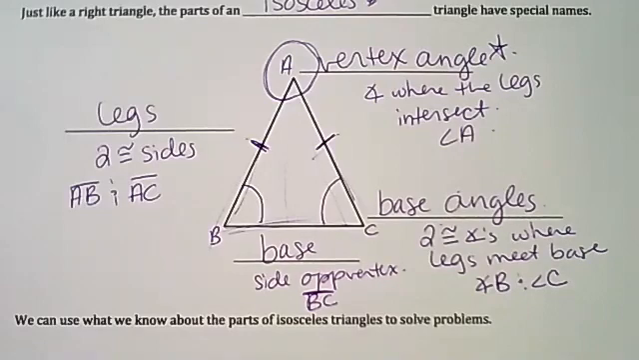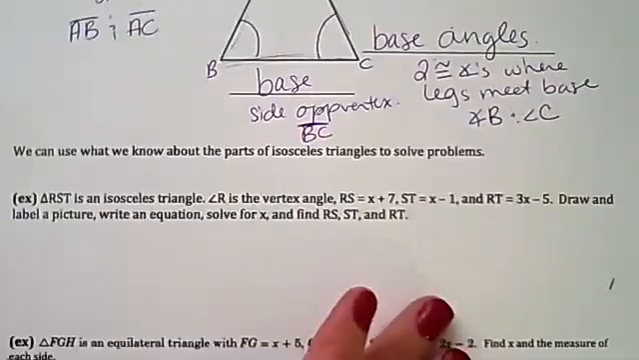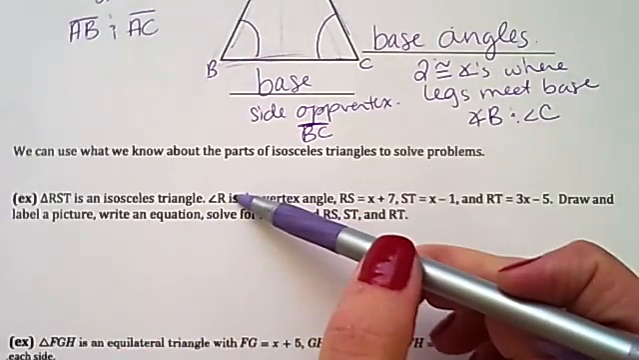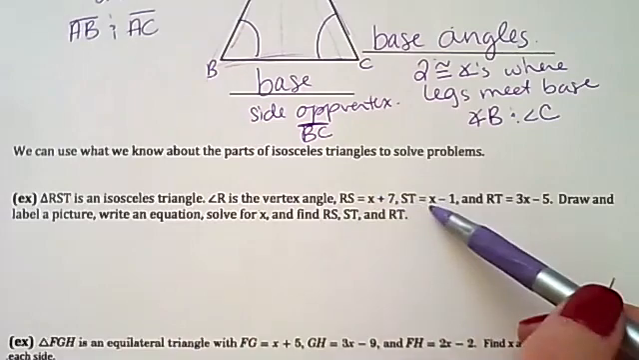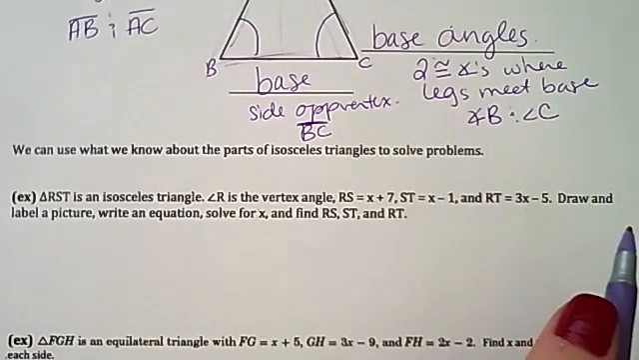We use this to help us solve algebra problems. Okay, so this next example says RST is an isosceles triangle. Angle R is the vertex angle. And then they give us the three sides. It says draw and label a picture, write an equation, solve for X, and find the sides.